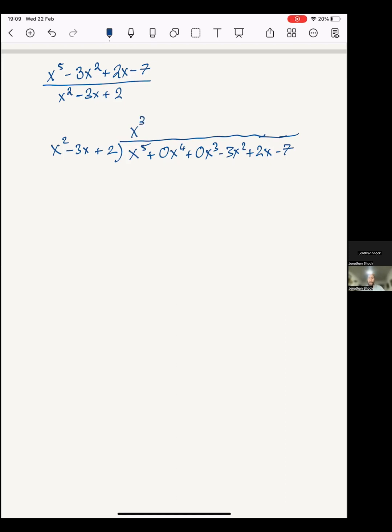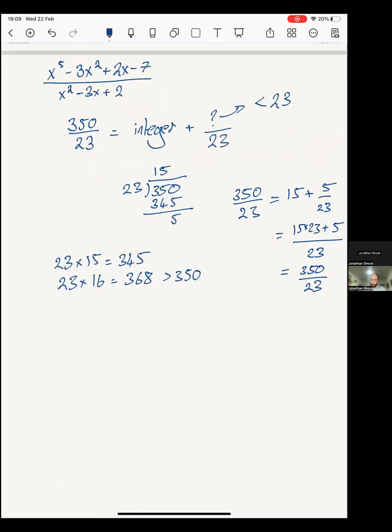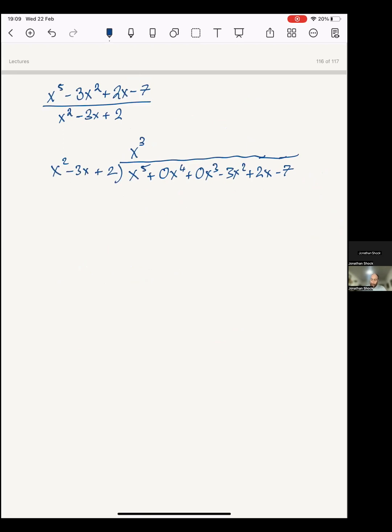I put an x cubed here. Now I do the same sort of multiplication that I did up here, where I took 15 and multiplied by 23 and ended up with 345. I do the same thing. So the x cubed I got from saying, how many times does x squared go into x to the fifth? And the answer is x cubed times. That is to say that x to the fifth divided by x squared is x cubed. So that's where that comes from.